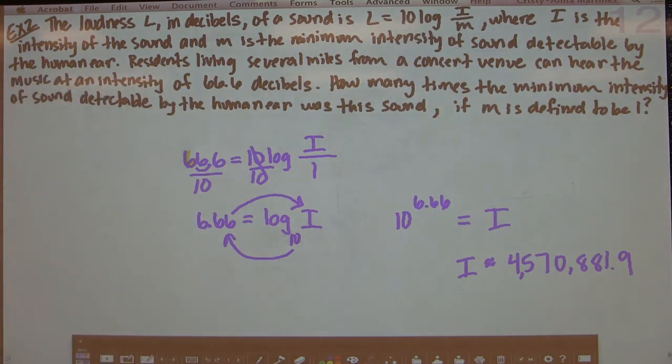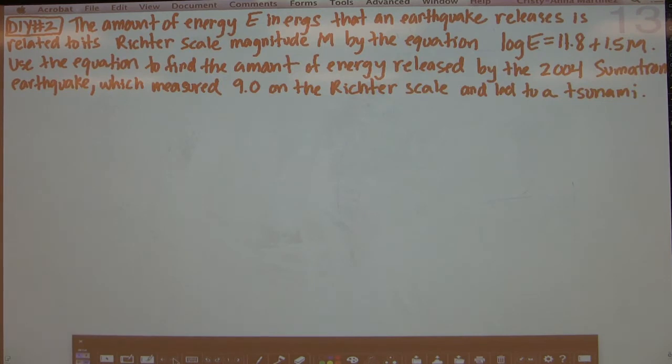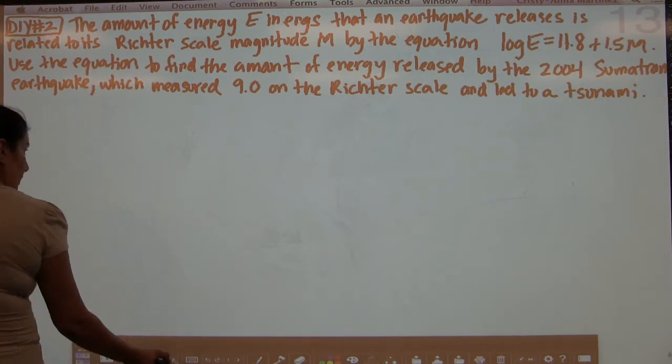Alrighty? So basically, 4,570,882 decibels. The sound heard by the residents was approximately that much times the minimum intensity of sound detectable by the human ear. That's crazy. Okay? That's a lot. So now if you will try this example, we'll go on to example 3 here.